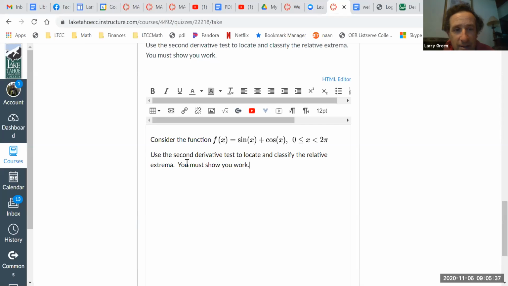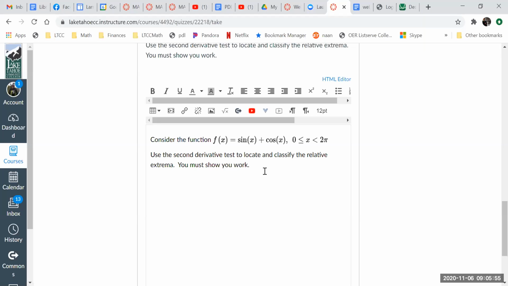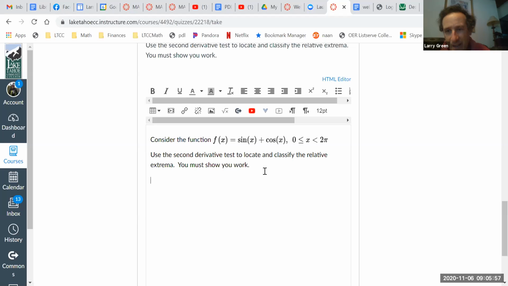So if we want to use a second derivative test, then what's the very first thing we have to do? It should be obvious. Take the first derivative. Yeah, you got to take the first derivative. Obviously, to take the second derivative, you have to take the first derivative. But even with the second derivative test, the first derivative test is important. So let's do that. So we have f of x is sine of x plus cosine x.